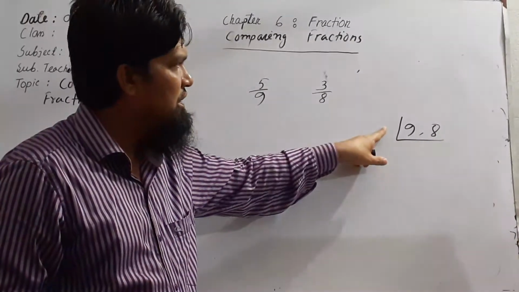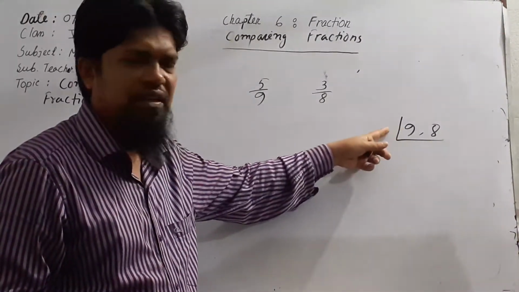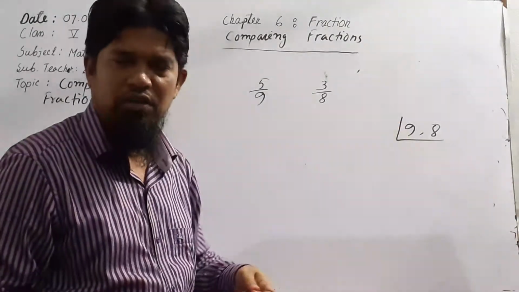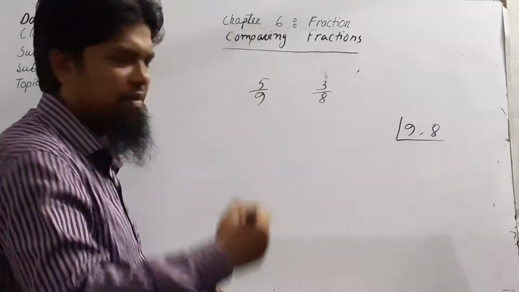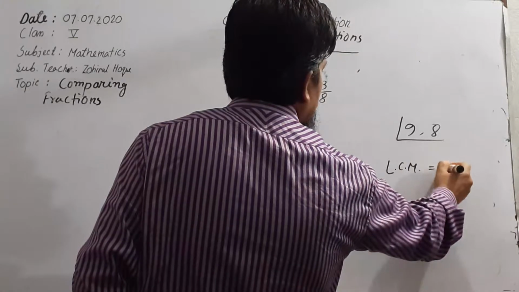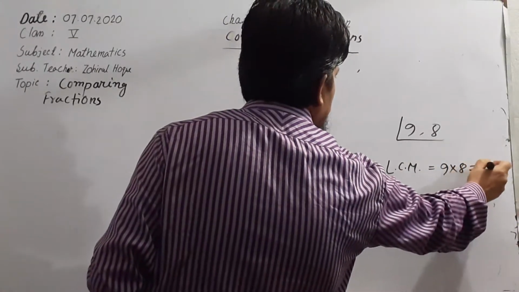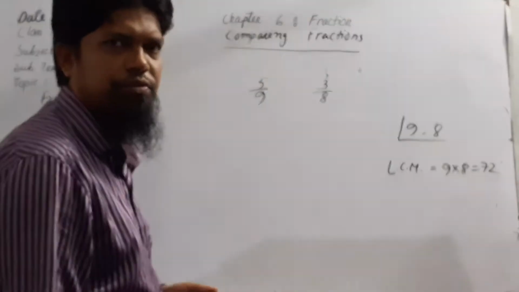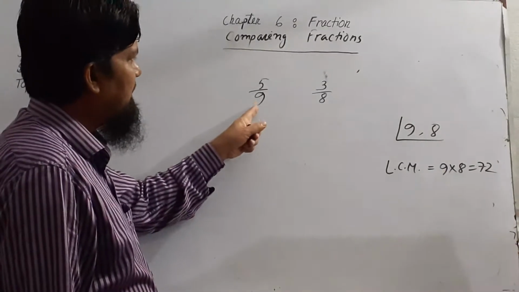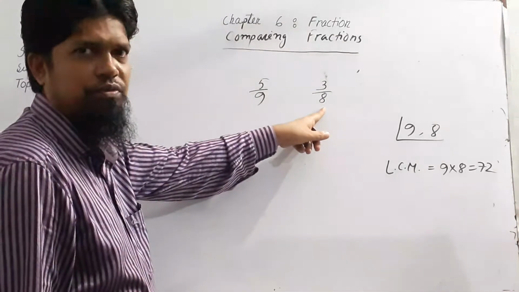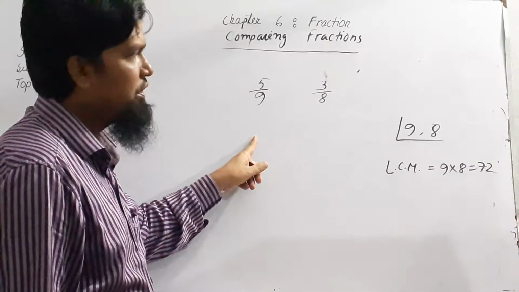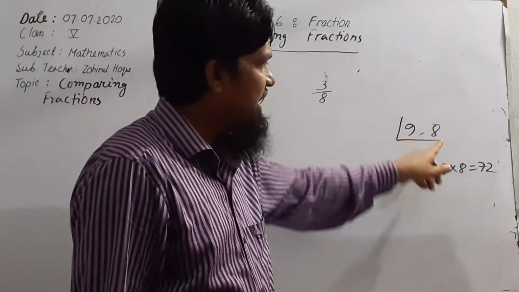Since it is not divisible by any other number other than 1, how will you find the LCM? Just multiply 9 and 8. So the LCM is 9 eights are 72. Now we will make the denominators 72. Here it is 9, and we need to convert it to 72.